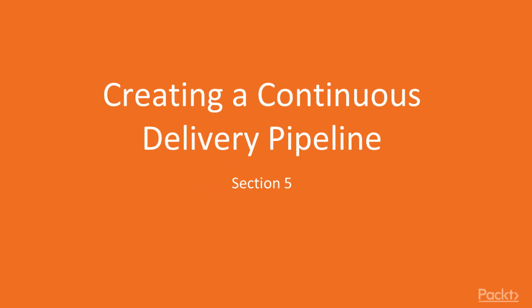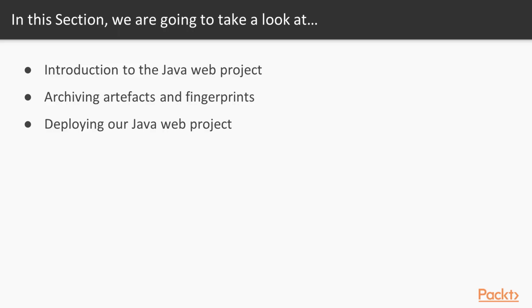Welcome to the last section of this course, Creating a Continuous Delivery Pipeline. In this section, we are going to introduce a Java web project for which we are going to create a pipeline. Then, we are going to archive artifacts and see fingerprints on Jenkins. Finally, we are going to deploy our Java web project to a target host.